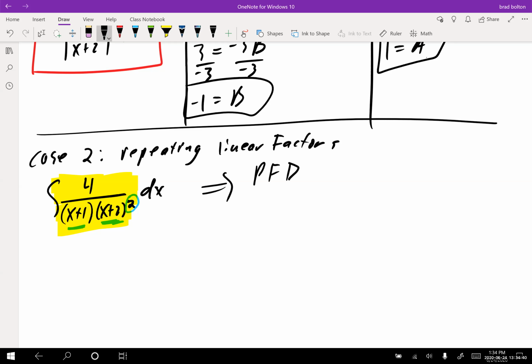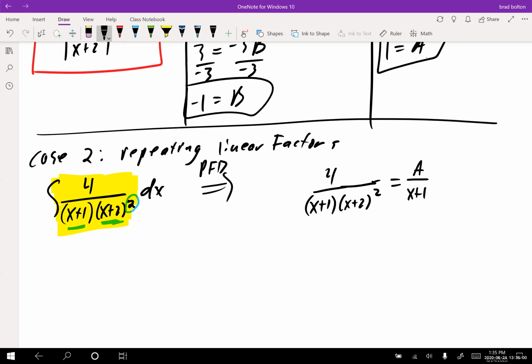So I'm going to take 4 over, and again, we're not doing calculus right now. We're just doing a little algebra rewrite. Here's how you do repeating linear factors: you do A over x plus 1, same as before, B over x plus 2, same as before, but now you have to account for the repeated factor. So you do another one, C over (x plus 2) squared.